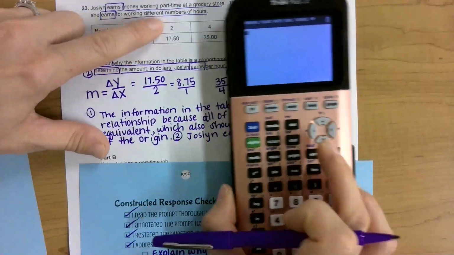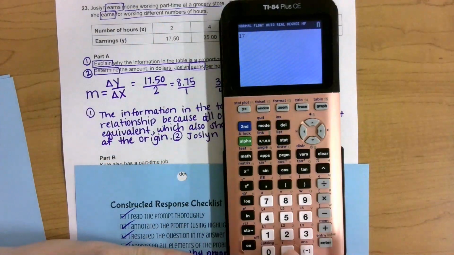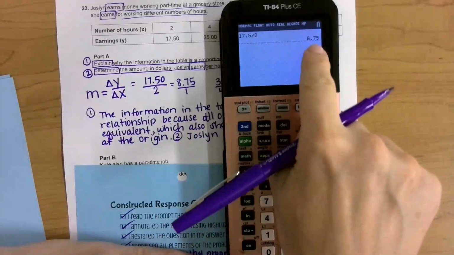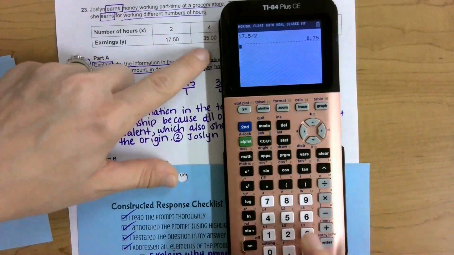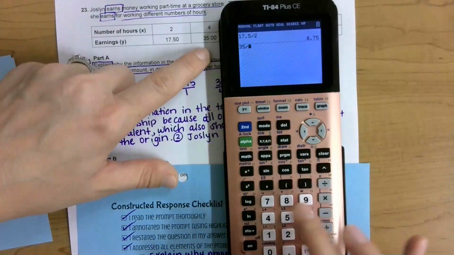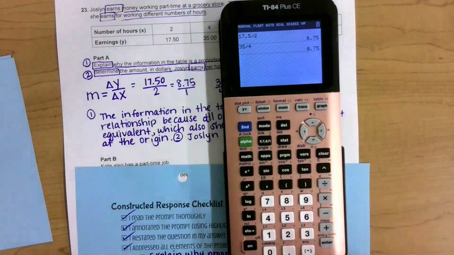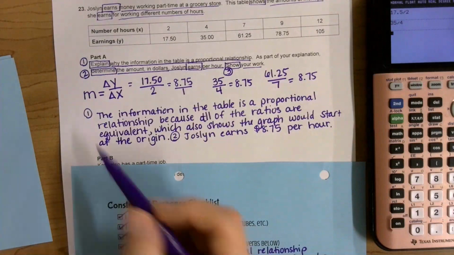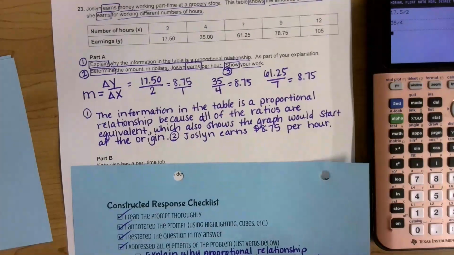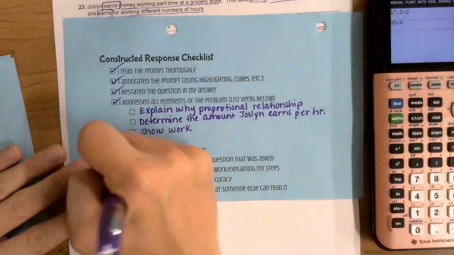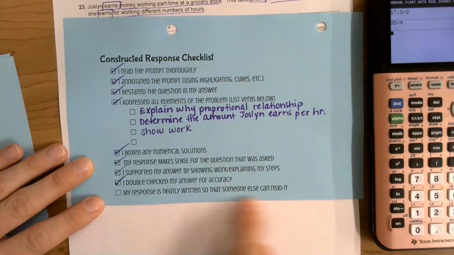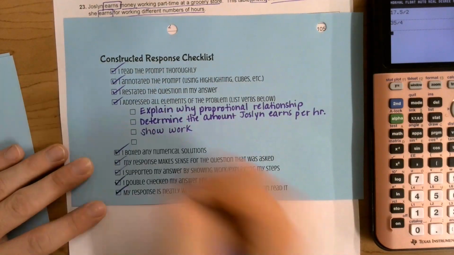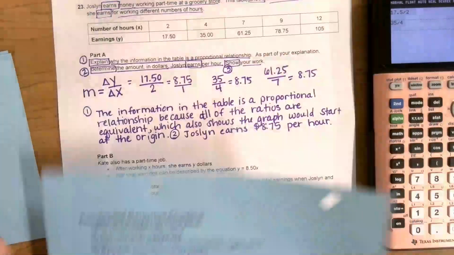So I know 17.5 divided by 2. Yep, 8.75. 35 divided by 4. So I would go back, type it in your calculator again, double check, read over it, make sure it makes sense. All looks good there, looks accurate. And then make sure your response is neatly written so someone else can read it. I believe mine is legible, so I'm going to check that off.